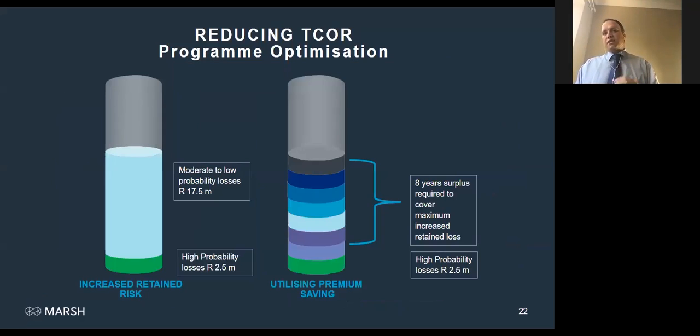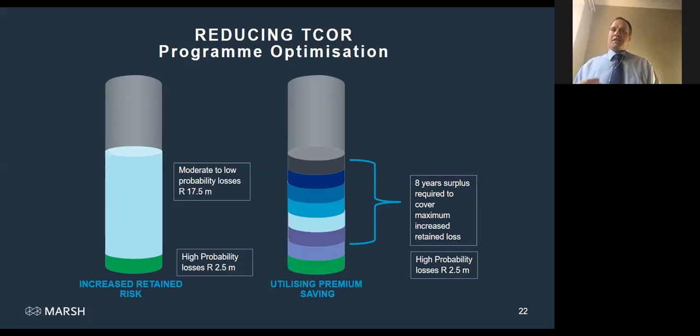We need to determine if the saving is efficient to be carrying this increased excess retention that you are picking up. Remember, the plan is you want to take the saving, put it away, and then when a loss occurs, you'll be able to fund for that loss in future years. So we start off by saving. Remember, the increase was the 20 million, consisting of the 2.5 million of high probability losses and the 17.5 million of moderate to low probability losses.